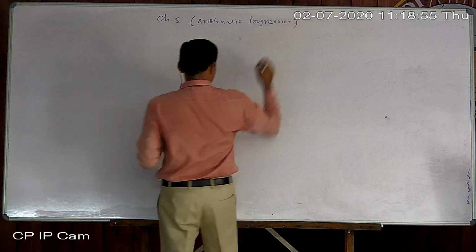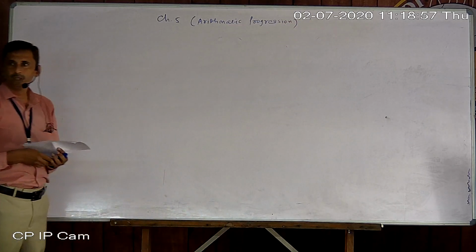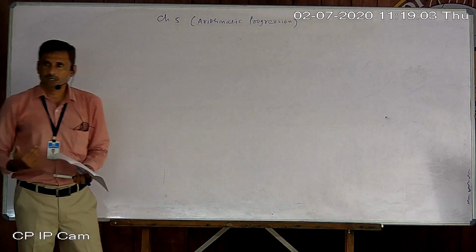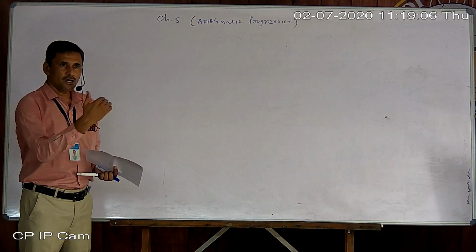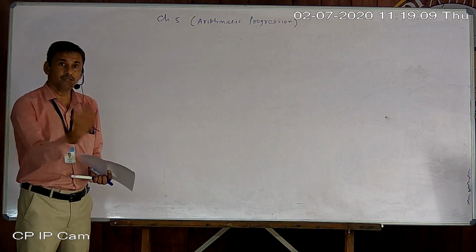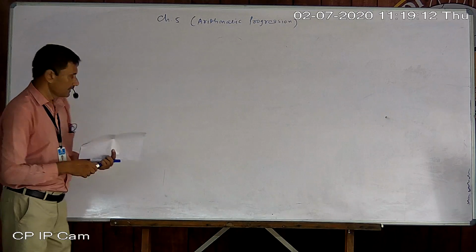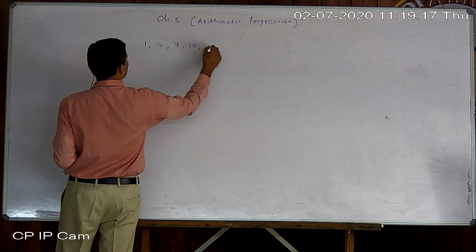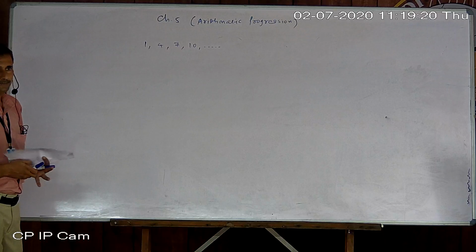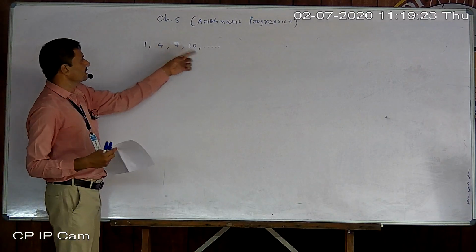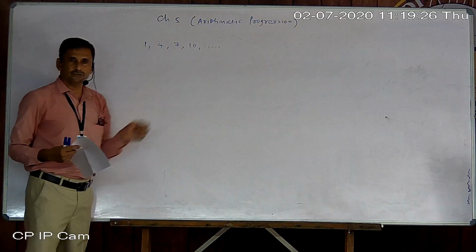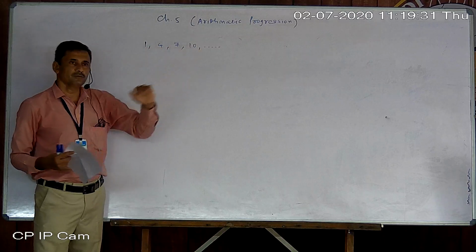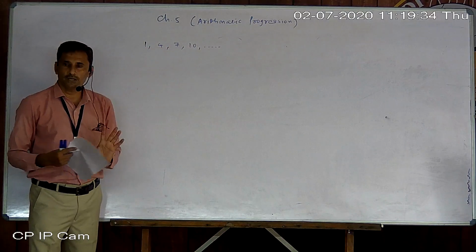Now what is meant by arithmetic progression? Actually, arithmetic progression is nothing but a type of series which progresses as something is being added. Suppose I say 1, 4, 7, 10, then this is an arithmetic progression. Why? Because 3 is added there. So the difference between two consecutive terms will be equal everywhere. Then it is called arithmetic progression.